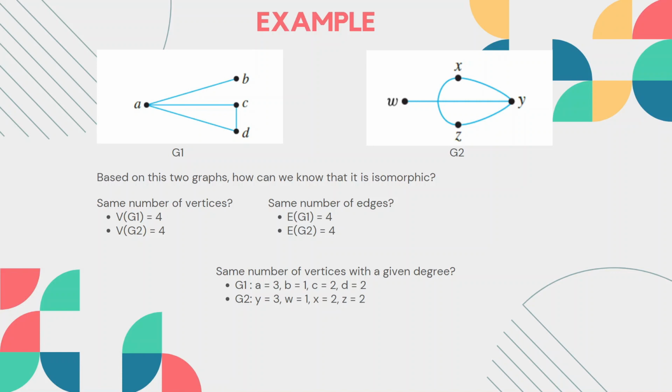From graph 1, you can see that there is 1 vertex that is connected with 3 edges, 1 vertex that is connected with 1 edge, and 2 vertices that are connected with 2 edges. The same goes for graph G2. So, from this, we can say that they have the same number of vertices with a given degree.